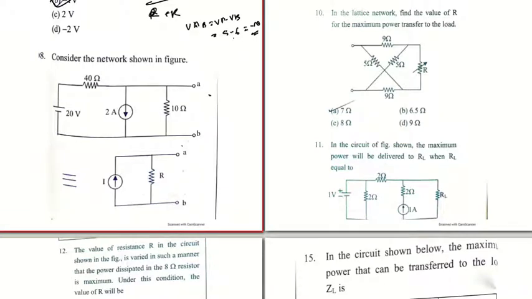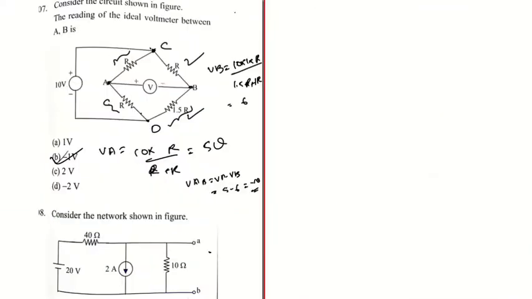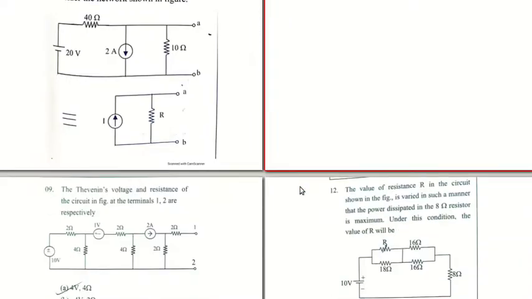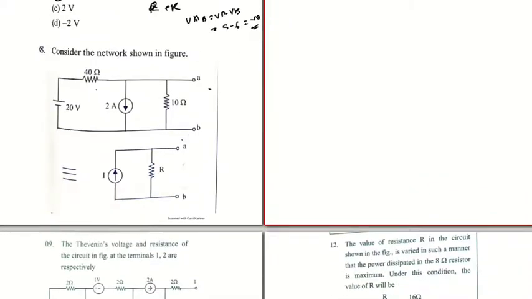Consider the network shown in the figure. I have to replace that with a current source in parallel with a resistance. So we have to find our equivalent.